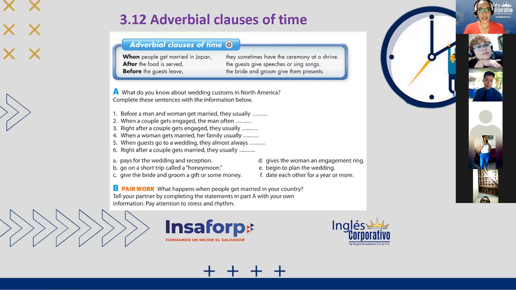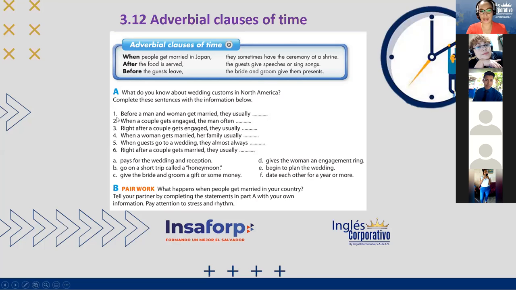Okay, so we may continue. What do you know about wedding customs in North America? Complete the sentence with the information below. So let's see. We have six sentences here and six possible options here. So let us read. Before a man and a woman get married, they usually pay for a wedding and a reception, go on a short trip called honeymoon, give the bride and groom gift or some money. So what we're going to do is to discuss the answers for these ones to match, right?